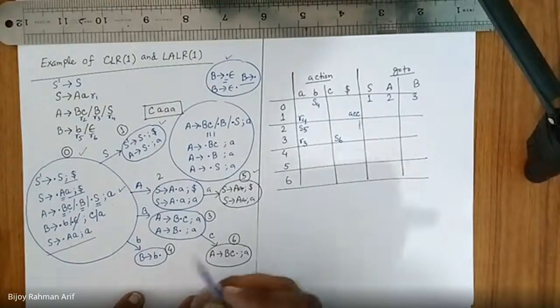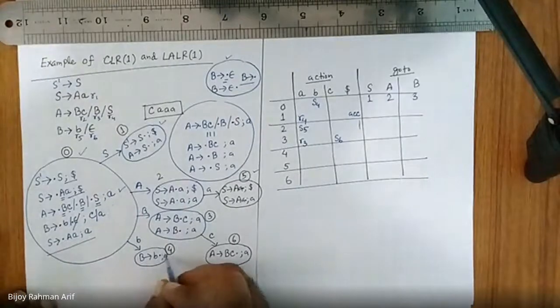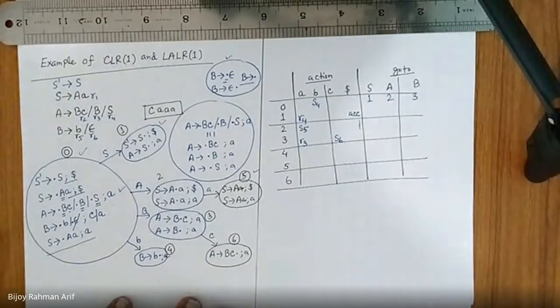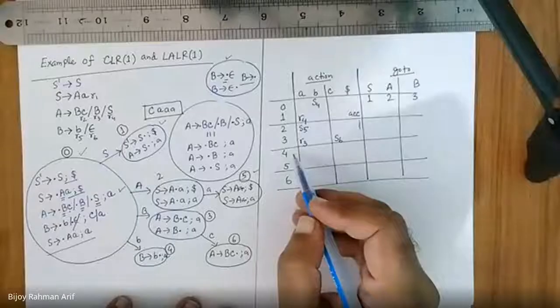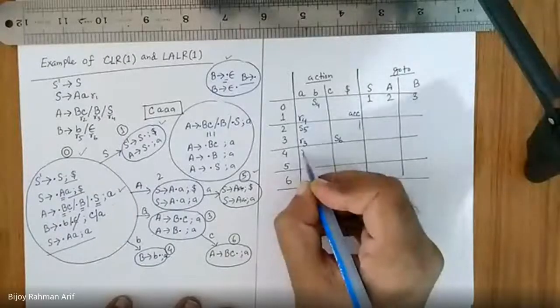And what would be the look ahead? I missed the look ahead. A. So the look ahead would be A. 4 on A, rule 5.